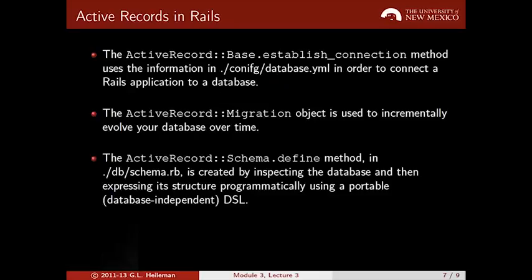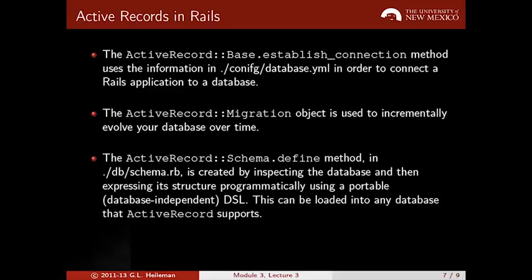The schema define method uses the existing database to create your schema.rb file. And this is a way of programmatically expressing your database in a portable format. Sometimes people refer to this as a DSL, or a domain-specific language. So what's very powerful about this is this schema can be used to connect Rails to any database that Active Record supports, and that's a lot.